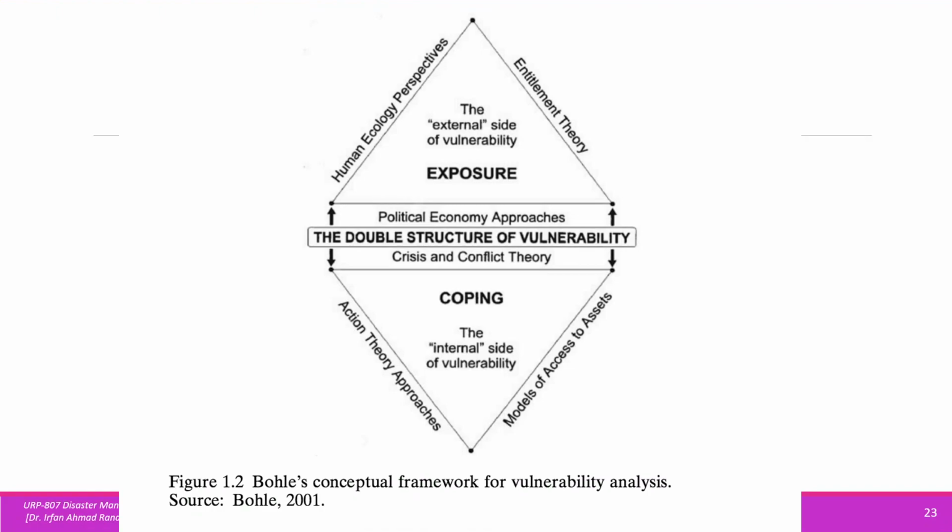The second model, Bohle's double structure model of vulnerability, tried to explain the internal and external aspects of vulnerability: that vulnerability happens because of the lack of capacities. A society which has not developed its capacities will have weak internal coping, and then there are the external factors, which are exposure and the effect, or you can say hazard value, that will impact the vulnerability. So Bohle's double structure of vulnerability was another model which tried to explain it.